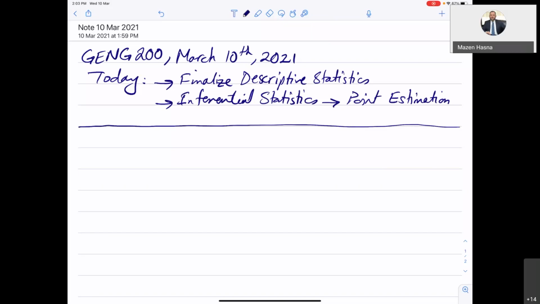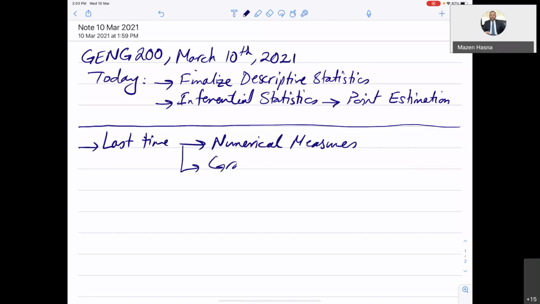So let's try to pick it up from where we were talking about last time. We did the numerical measures. So last time we did numerical ways to present the data, and we started doing the graphical representation.